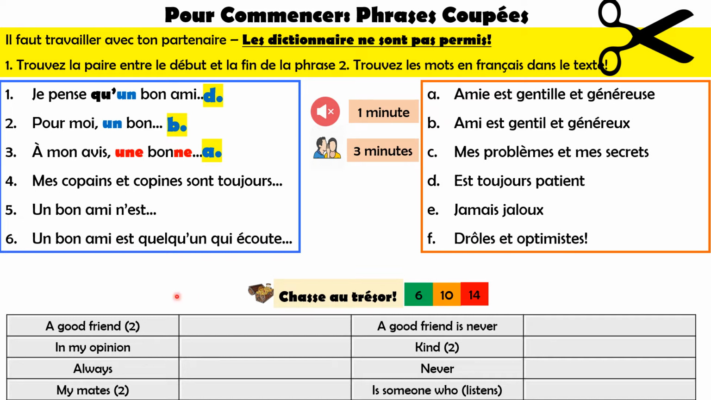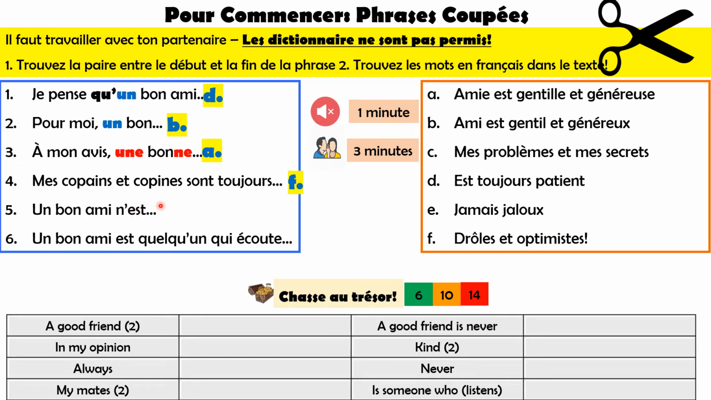Le 4e. Mes copains et copines sont toujours. Alors, c'est pluriel ici. It's the only plural one. So, it says, my mates, male and female, are always, c'est F, drôles et optimistes. Now remember, if you've got a mix of masculine and feminine, the masculine takes precedence. You don't need to agree these. Alors, 2 qui restent. What are our possibilities? Jamais jaloux and mes problèmes et mes secrets. D'accord, donc, numéro 5, un bon ami.